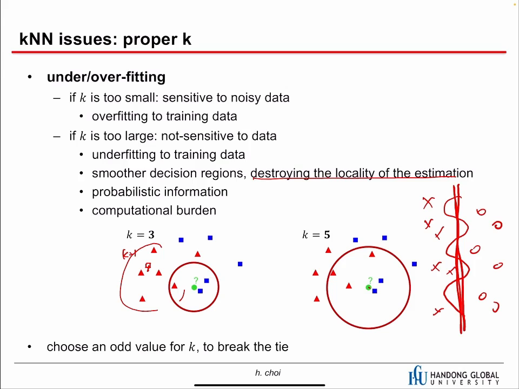And usually we need an odd number for k to break the tie. If we have 4, and we have 2 blue and 2 red, then how do you know how to classify this new sample? In this case, if we use different weights depending on the distance, then an even number would be fine. But if it is based on simply a majority vote, then we need an odd number.